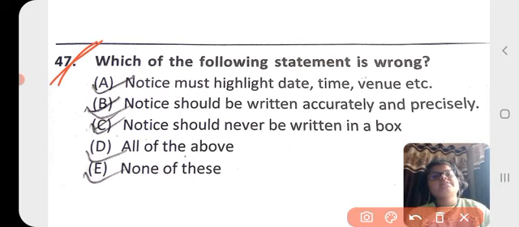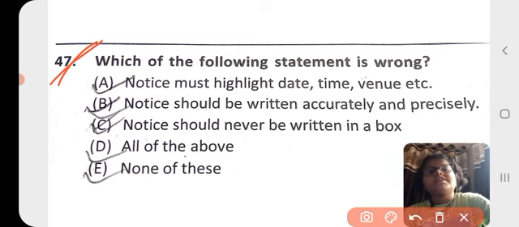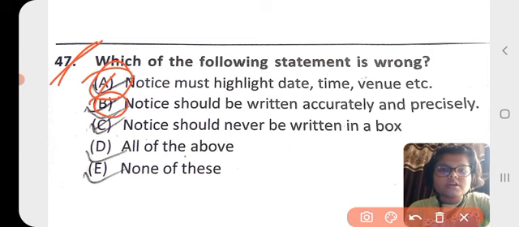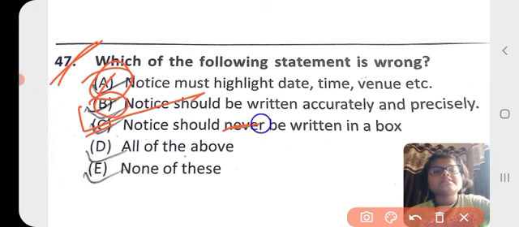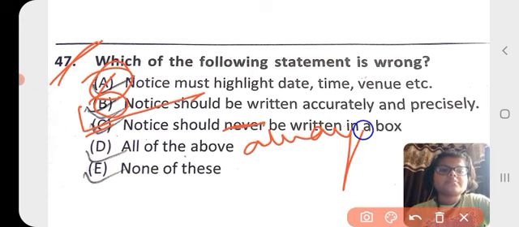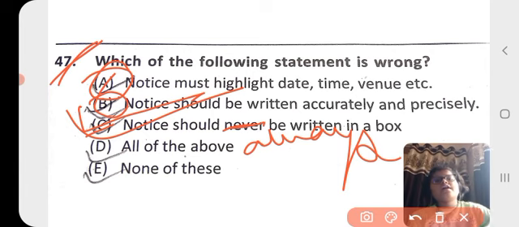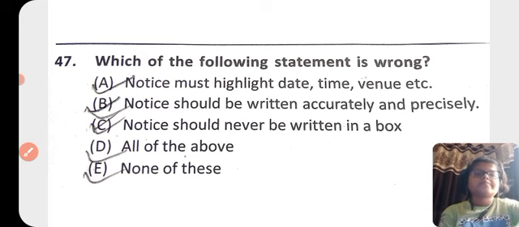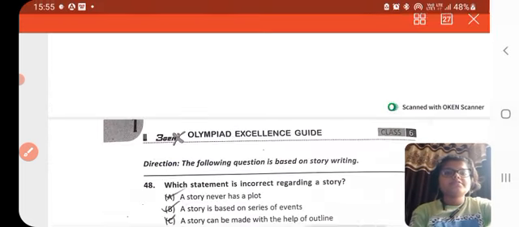Question 47. Which of the following statements is wrong about a notice? So let's see option A. Notice must highlight date, time, venue, etc. This statement is correct. Notice should be written accurately and precisely. Very correct. Notice should never be written in a box. Oh, this statement is wrong. Notice should always be written in a box. The answer is option C. Notice should never be written in a box. This statement is wrong. Let's move on to the next question.